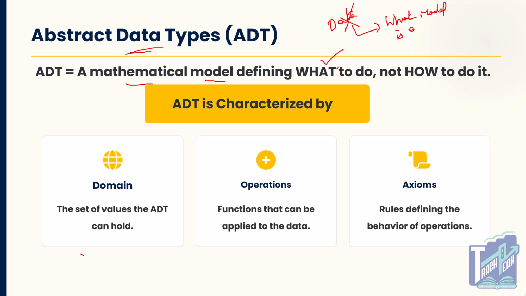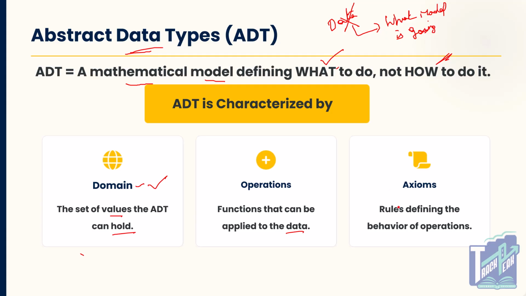What model is going to be suggested? And what operations are going to be carried out? This is what an abstract data type is. So ADT is characterized by three main characteristics: domain, operations and axioms. Domain means the set of values that an ADT can hold. The values held by an abstract data type are called the domain, and operations means the functions that can be applied to that particular data, like insertion and deletion.